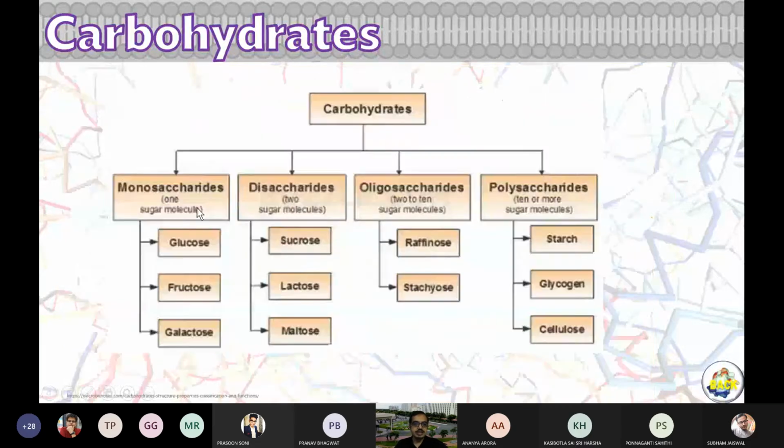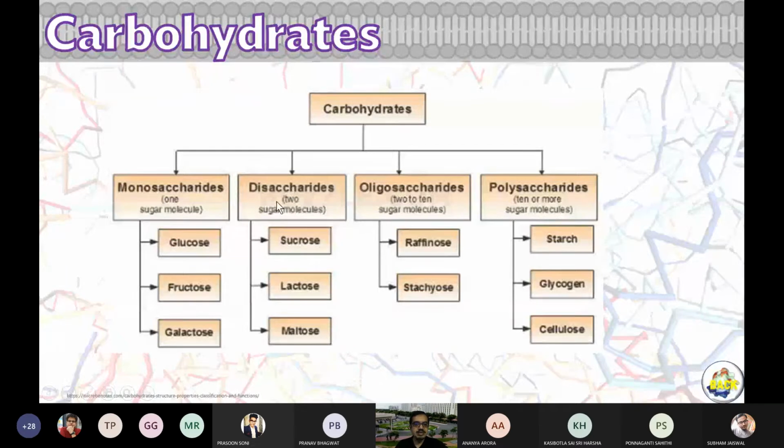Okay. Now let's discuss different forms of carbohydrates. Monosaccharides we just discussed: glucose, fructose, galactose. Disaccharides: sucrose, lactose. Lactose is a disaccharide of glucose and galactose. Maltose is glucose plus glucose. Sucrose is glucose plus fructose.